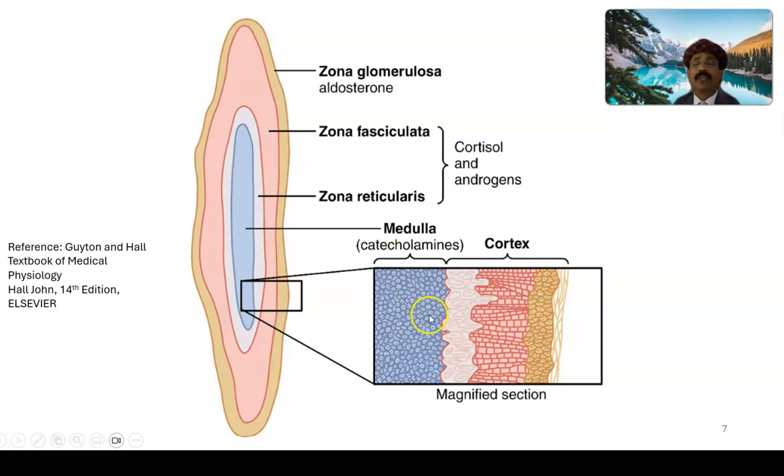This is the histological image of the cortex: zona glomerulosa, zona fasciculata, zona reticularis. This is the medulla of the suprarenal gland, and this is the histological appearance.